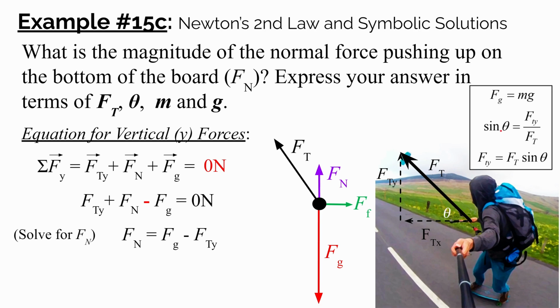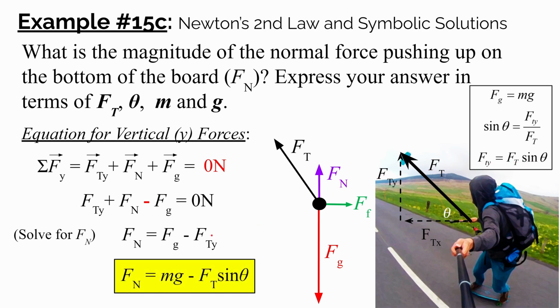So if we use the sine equation and solve for the y component of tension, the opposite side of our right triangle, we get that the size of the y component of tension is just equal to the tension force times the sine of that angle. So let's plug in mg for Fg and Ft sine theta for the size of the y component. So we get our final expression for the size or the magnitude of the normal force pushing up on the kiteboarder is just equal to mg minus Ft sine theta.